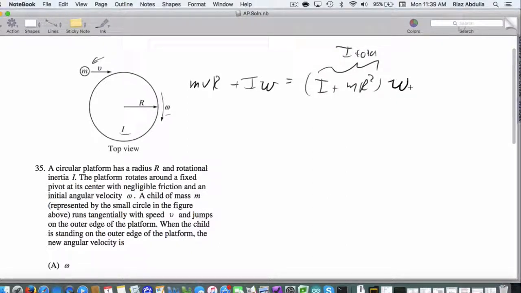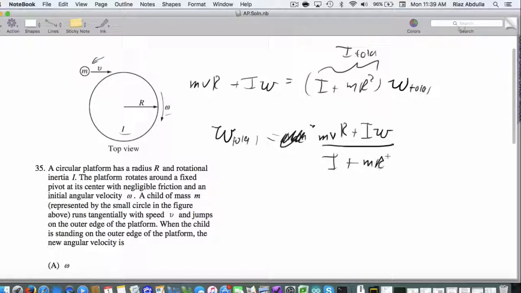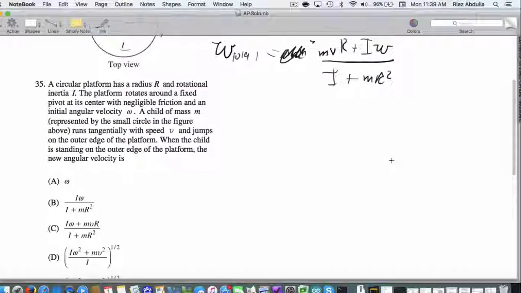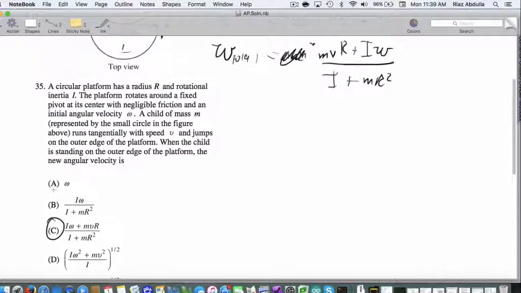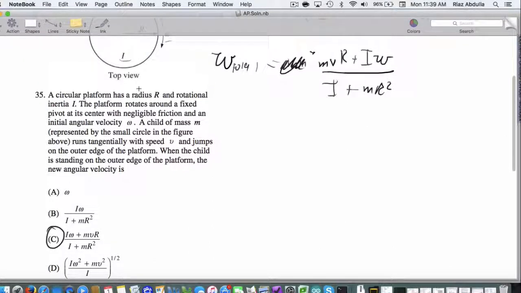times the omega total. And so to isolate omega total, which is what they want us to do, that's going to be mvr plus I omega original over I plus mr squared. Are there any choices that look like that one? Why, yes, there are. Choice C. So that wraps up our multiple choice section. And we'll take a look at the free response in the next set of videos.